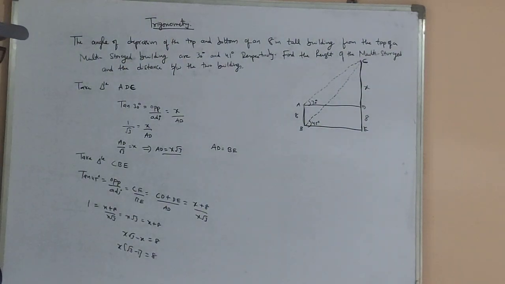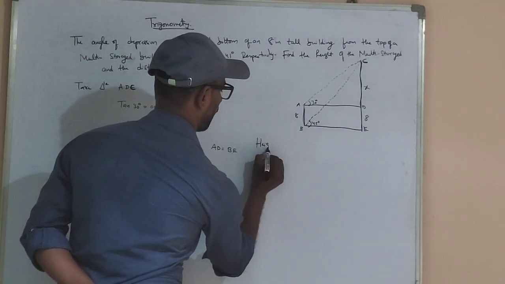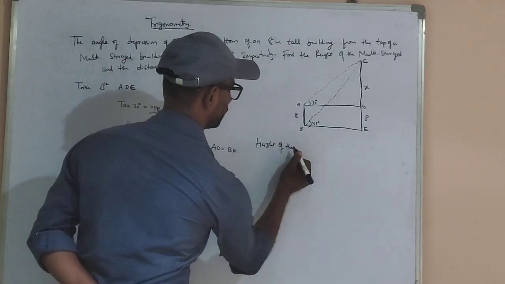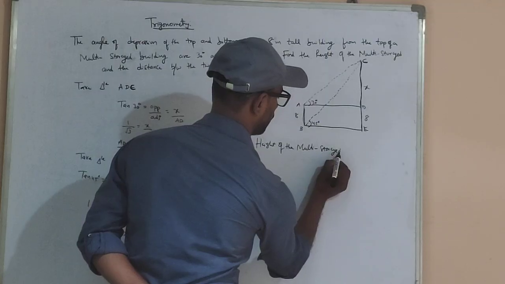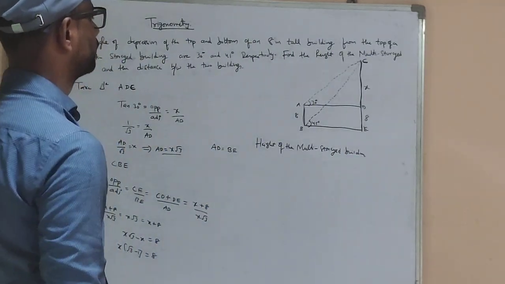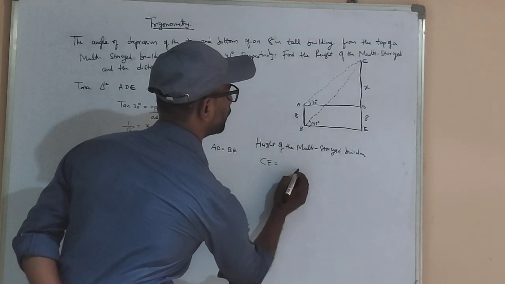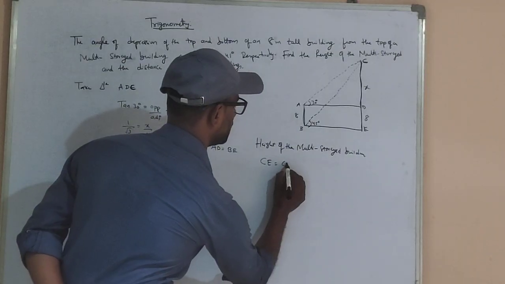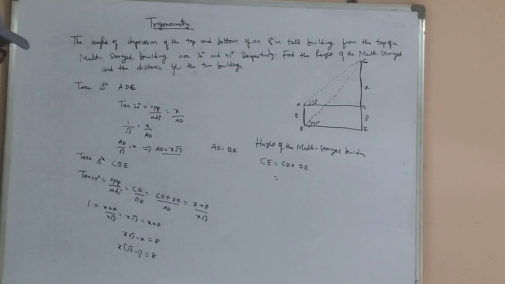X into root 3 minus 1 is equal to 8. Okay. Next, what we have to do? We have to find the height of the building. So, height of the multi-storied building is CE. That is equal to CD plus DE.